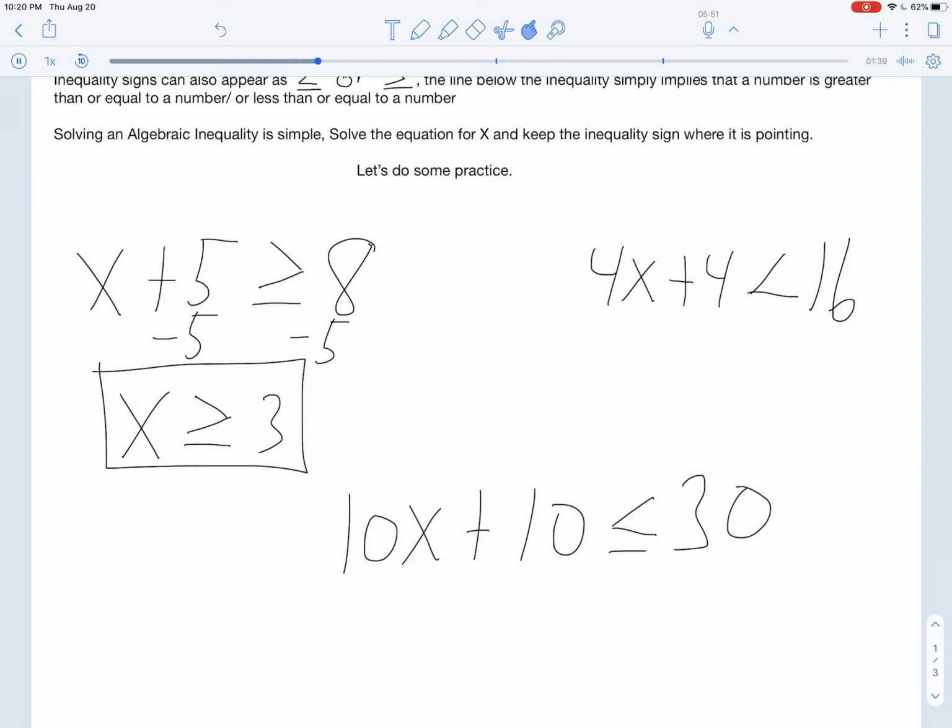Let's look at the next question. 4x plus 4 is less than 16. Since we're adding 4, we'll do the opposite, which is subtraction. Subtract 4 from both sides. 4x is less than 12. Divide both sides by 4. We find that x is less than 3.